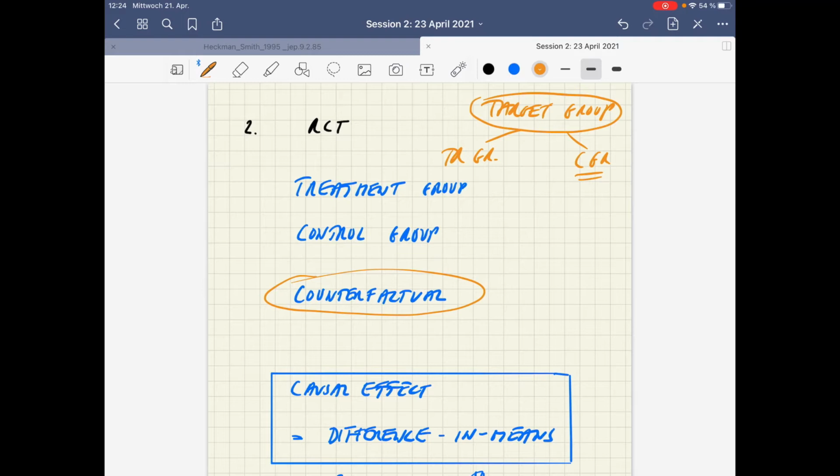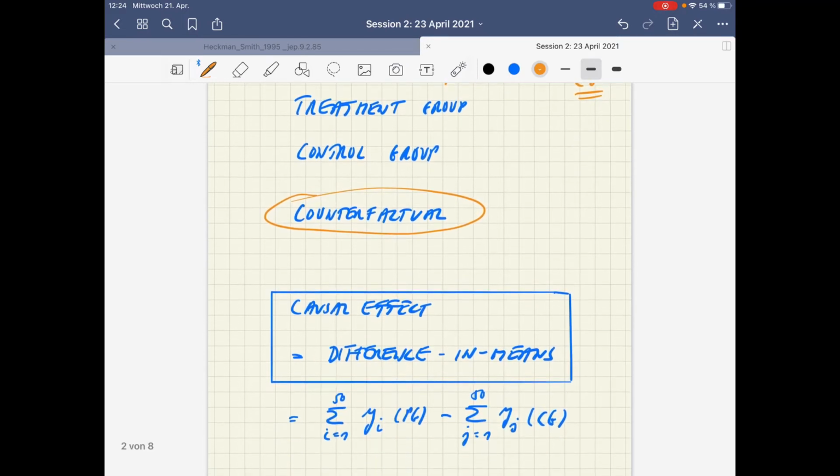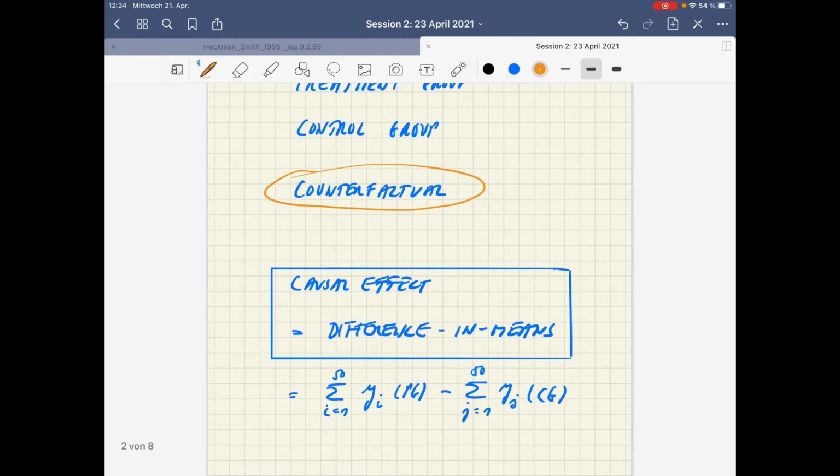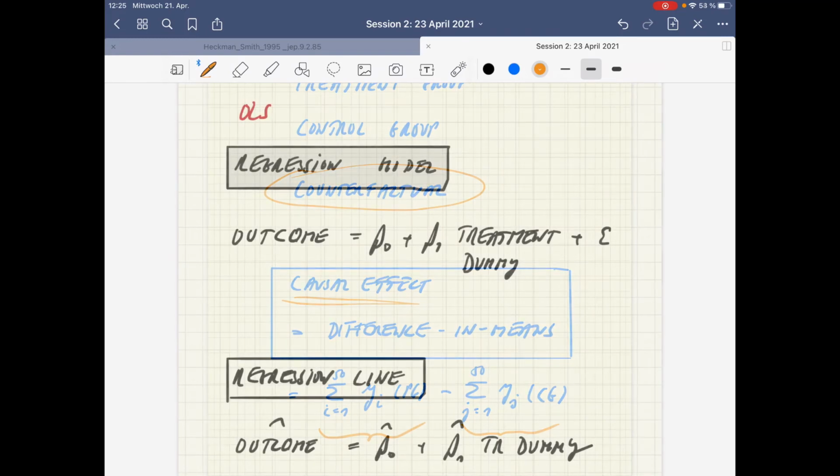Having done that, we could measure the causal effect by taking just the difference in means, so the mean outcome here of the program group minus the mean outcome of the control group. So we do not need any econometrics if the randomized controlled trial is conducted properly. We could just take the difference in means and thereby get the causal effect.